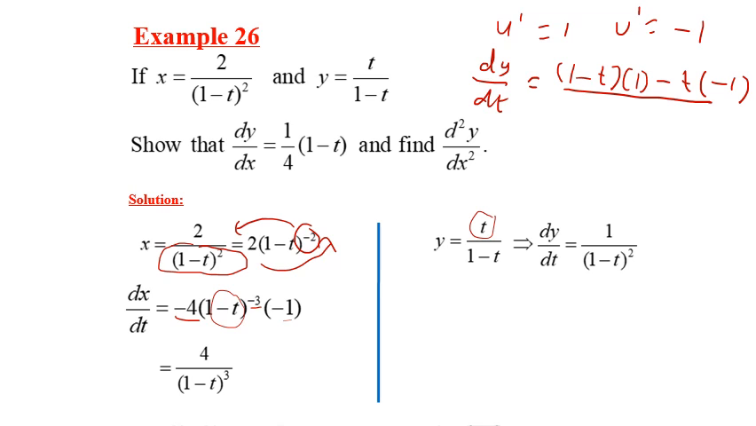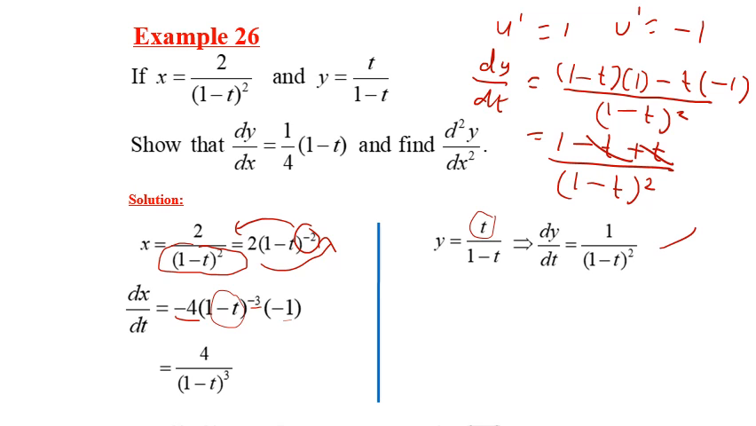So below here we got 1 minus t squared. After we expand above here, 1 minus t plus t, the t cancels out. That's why we got 1 over 1 minus t squared.